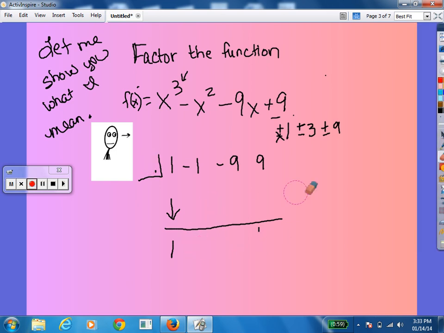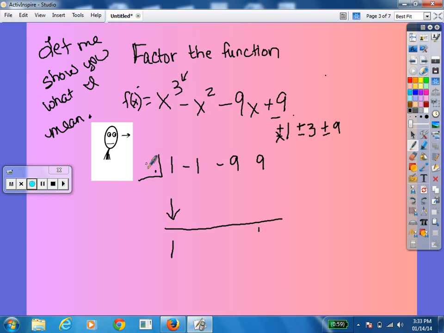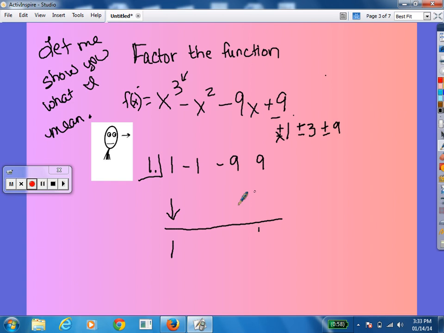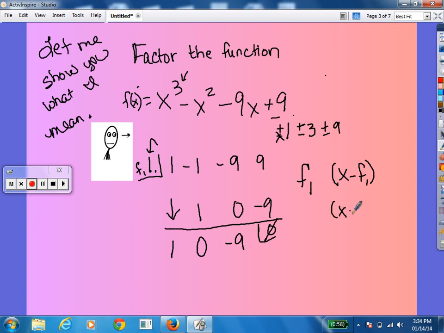So what I'm going to do is try the +1 and see if that one works. As soon as I can find one, I'll know. So bring down the 1. 1 times 1 is 1. That's 0. 0. -9. 1 times -9. -9. Remainder 0. So the first factor I've found, remember it's always the opposite of this term, is 1. So when we go to write that in the equation, we're going to write x minus the factor that we found. So our first term is x minus 1.